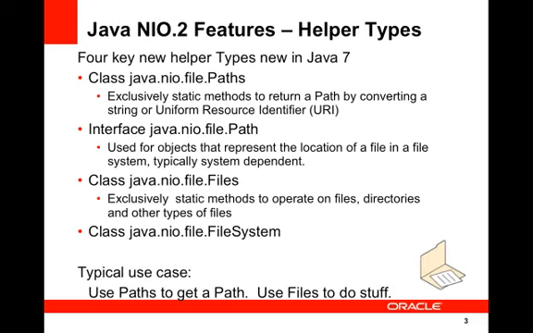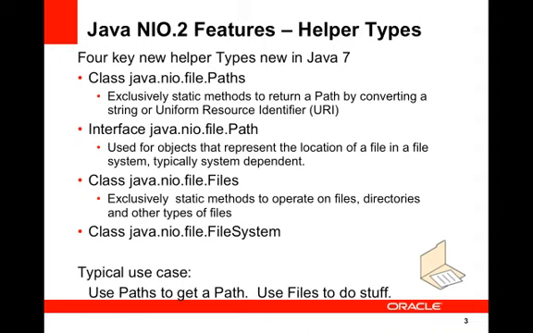So, new IO2 features. What are the key features that you want to look at? Well, we're looking at helper types, and there are 4 key new helper types in Java 7. From a developer's perspective, the biggest change will be to replace the use of the File object with a Path object. Since File was not designed to be extended, it's not possible to add functionality, so a new class was required. In many places, this can be used exactly the same way, but there are a few differences that developers need to be aware of to use this correctly.